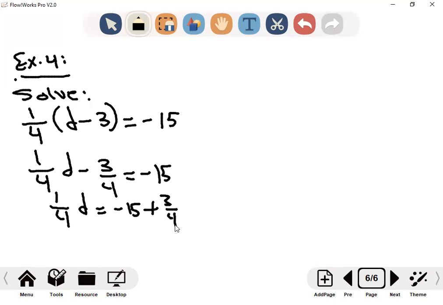Here we have different signs. We subtract and put the bigger sign. 15 minus 3 over 4, it is 14 and 1 over 4. Yeah, negative after we put the negative, right? So 15 minus 3 over 4, it is what? 14 and 1 over 4.